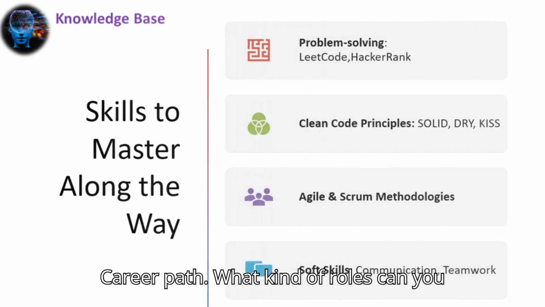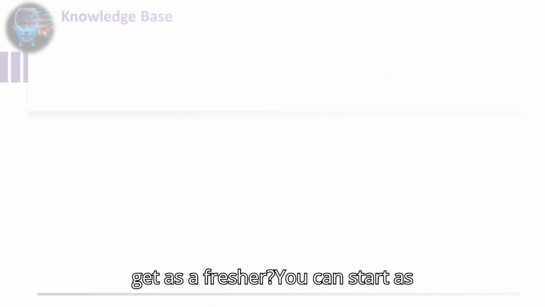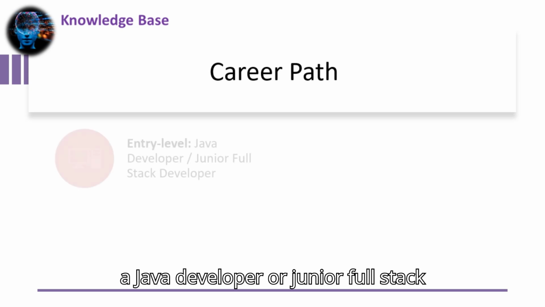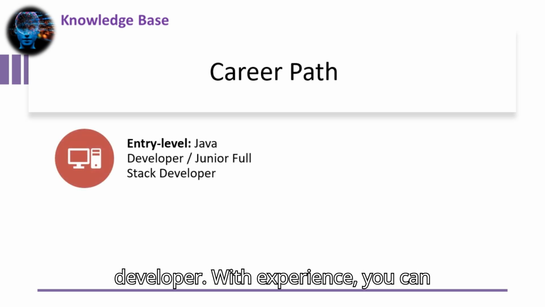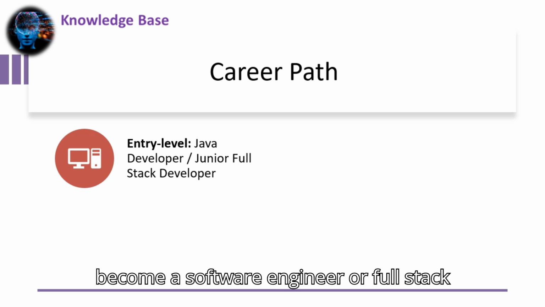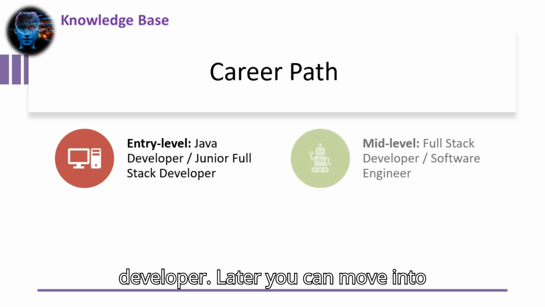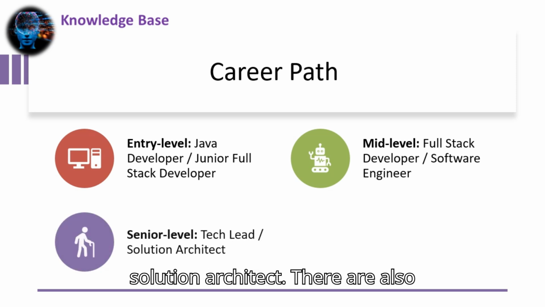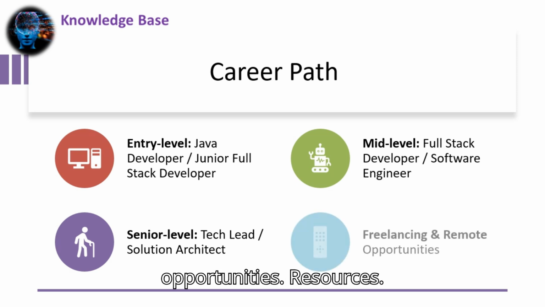Career path. What kind of roles can you get? As a fresher, you can start as a Java developer or junior full-stack developer. With experience, you can become a software engineer or full-stack developer. Later, you can move into leadership roles like tech lead or solution architect. There are also freelancing and remote work opportunities.